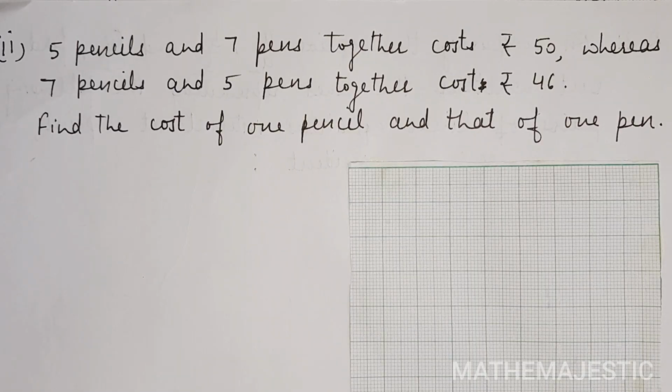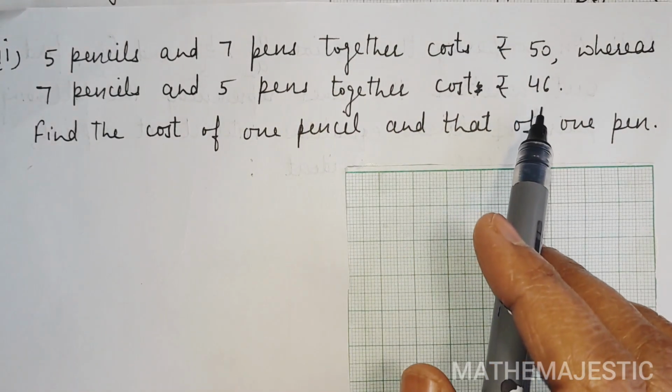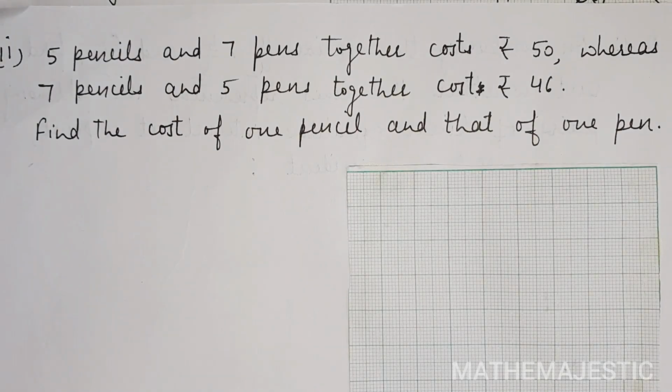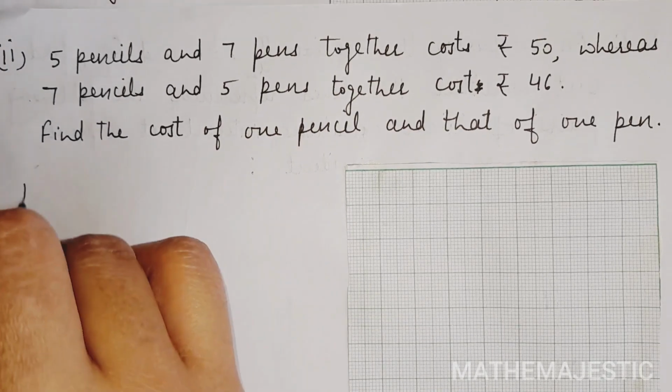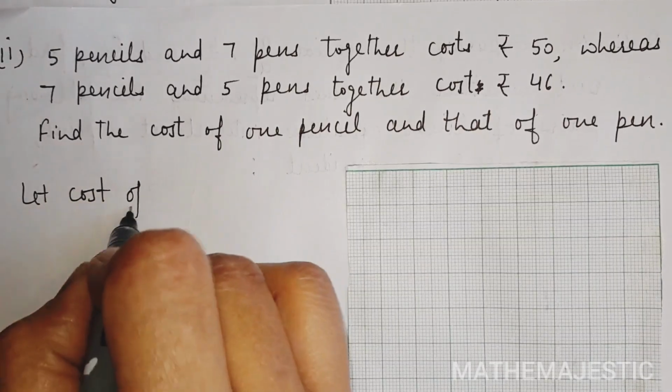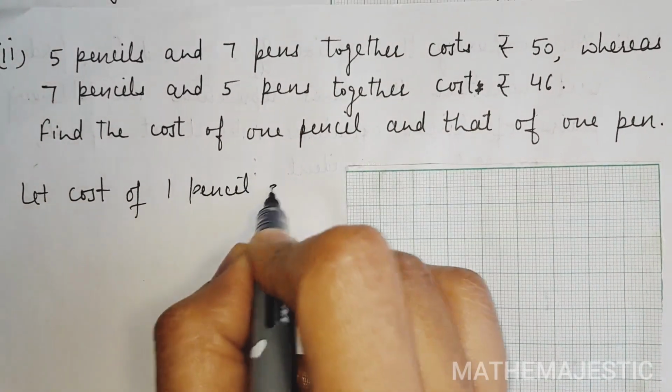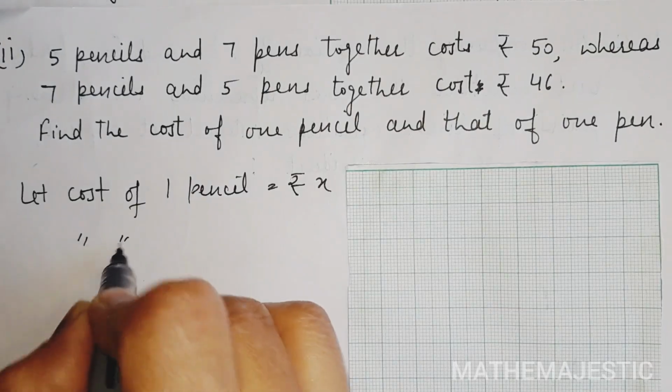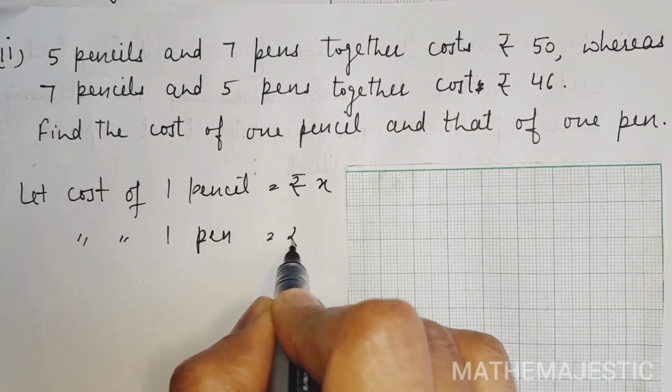5 pencils and 7 pens together cost rupees 50, whereas 7 pencils and 5 pens together cost rupees 46. Find the cost of 1 pencil and that of 1 pen. The cost of 5 pencils and 7 pens is given, and the cost of 7 pencils and 5 pens is given. We have to find the cost of 1 pencil and 1 pen. So we will take the cost of 1 pencil as x rupees. Let the cost of 1 pencil be x rupees and the cost of 1 pen we will assume as y rupees.